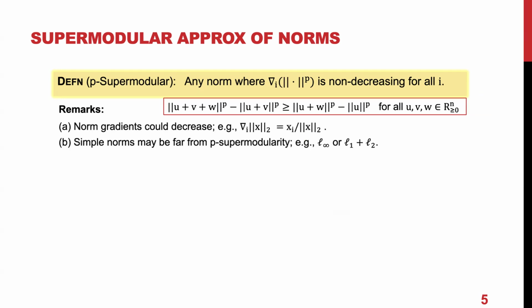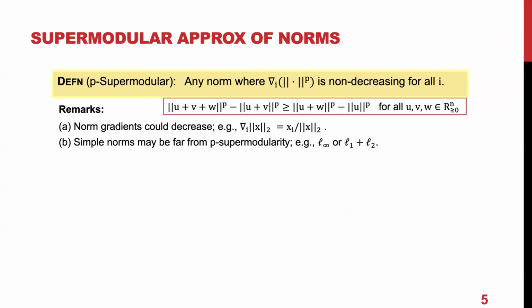And a couple of remarks. Although norms are monotone, their gradients need not be, for L2 norms if you look at the gradient, that's a decrease. And already very simple looking norms like the L infinity norm or L1 plus L2 are very far from being p supermodular. One can construct examples where you need p to be super large, like polynomial or even larger, to make it p supermodular. So in general, norms are not p supermodular.